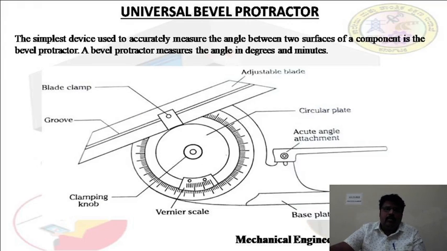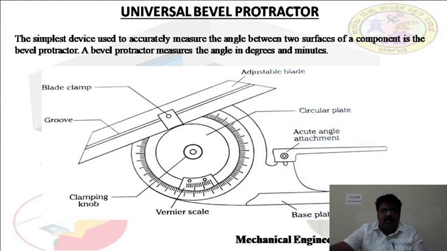So what is a bevel protractor? I'll let you know. It is a simple device used to accurately measure the angle between two surfaces of a component. The bevel protractor measures the angle in degrees and minutes. We can look into the figures which show you different parts of the bevel protractor.